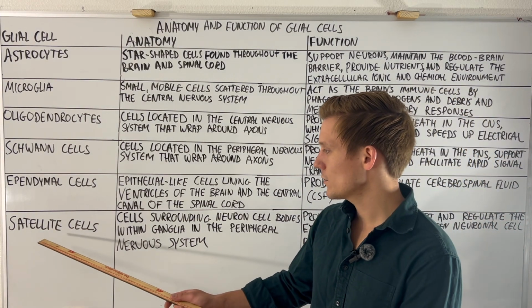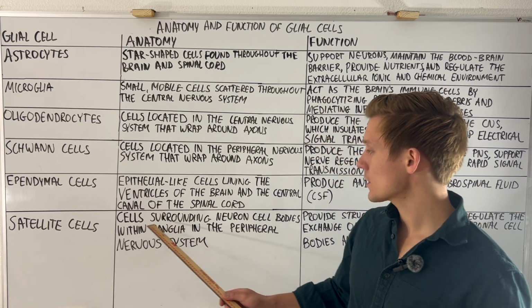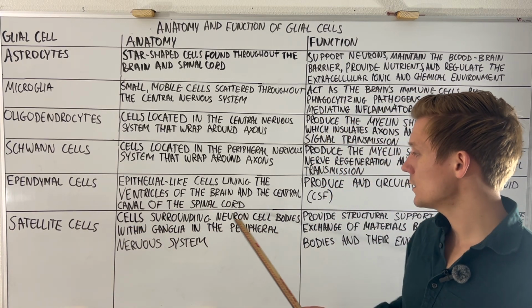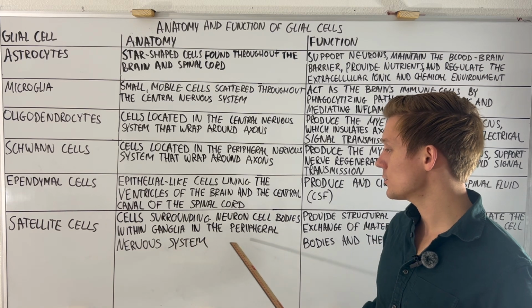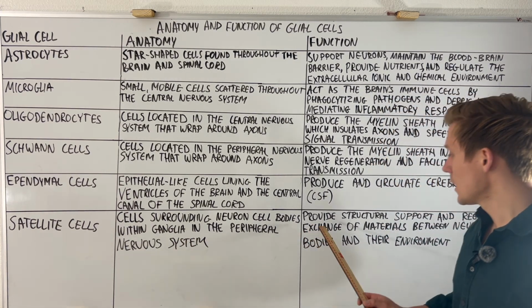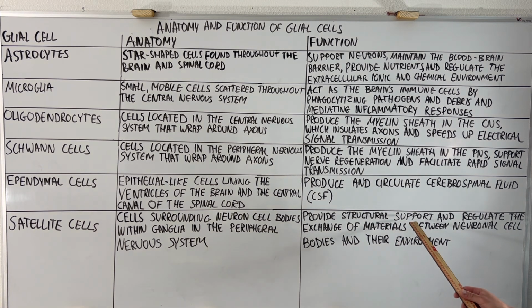And lastly, we have satellite cells, which are cells surrounding neuron cell bodies within ganglia in the peripheral nervous system. And they provide structural support and regulate the exchange of materials between neuronal cell bodies and their environment.